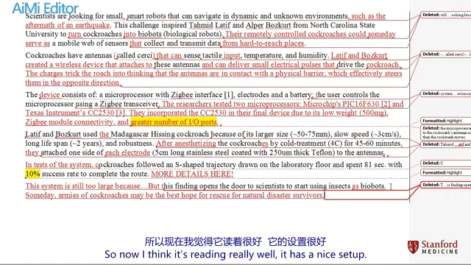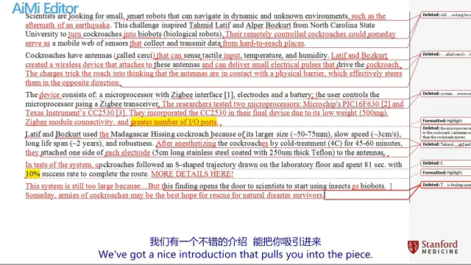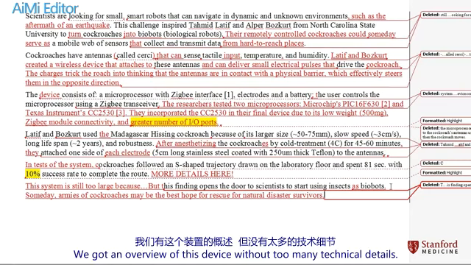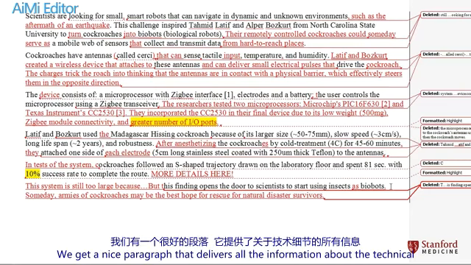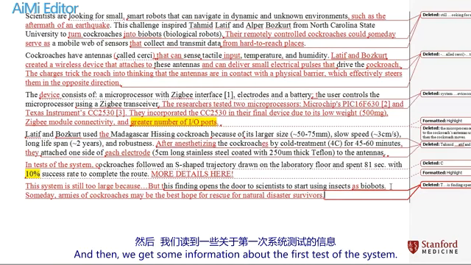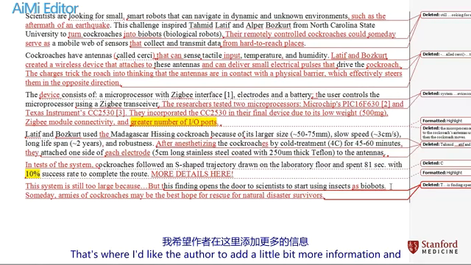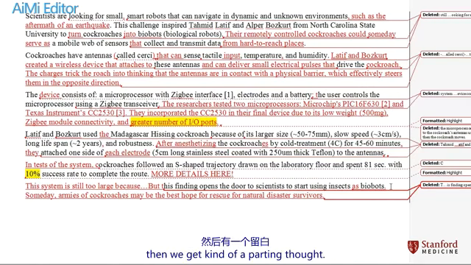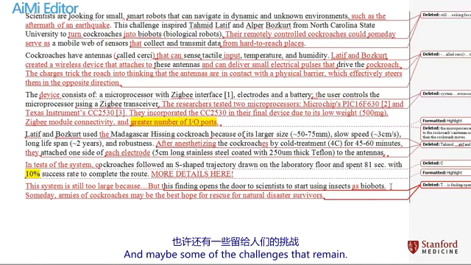So now I think it's reading really well. It has a nice setup. We've got a nice introduction that pulls you into the piece. We get an overview of this device without too many technical details. We get a nice paragraph that delivers all the information about the technical details. We get how they actually attach it to the cockroaches. And then we get some information about the first test of the system. That's where I'd like the author to add a little bit more information. And then we get kind of a parting thought and maybe some of the challenges that remain.